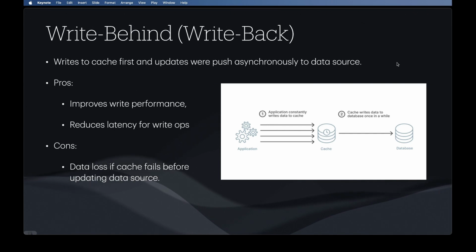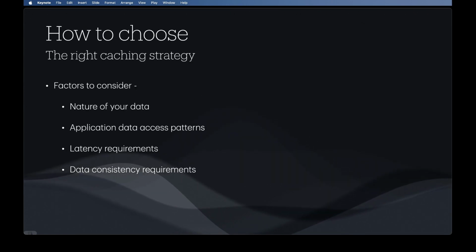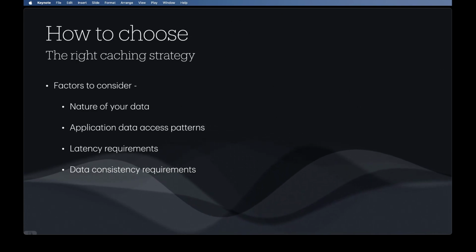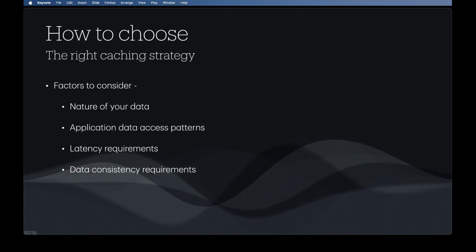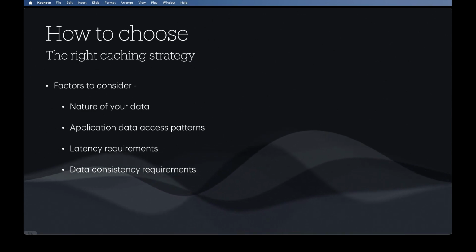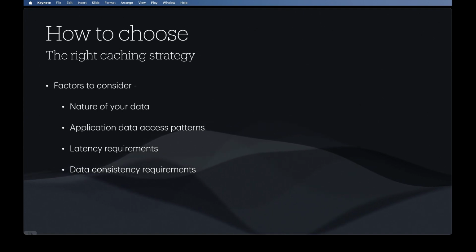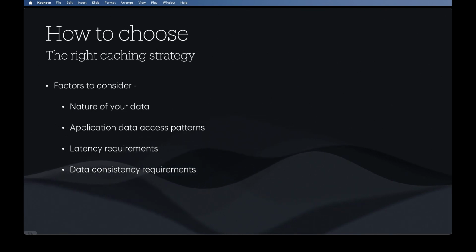So, how to choose the right caching strategy? To answer this question, one should consider the following factors. First is the nature of your data, for example, does ordering matter? Then application data access patterns, that is, how the application is using data and what properties are fetched and used more often. Latency requirements, that is, how much delay is permissible by the users of your application. Data consistency requirements, that is, whether strong consistency is needed or weak consistency will work for you. For example, in analytical dashboards, weak consistency and minimum latency are permissible.